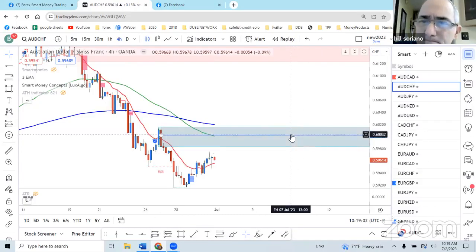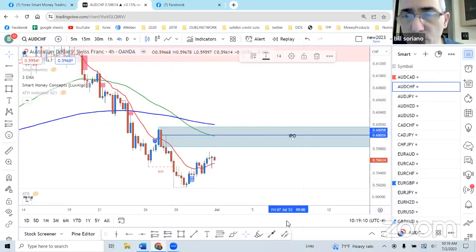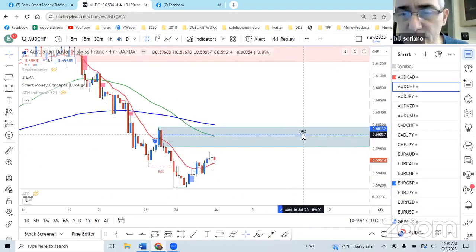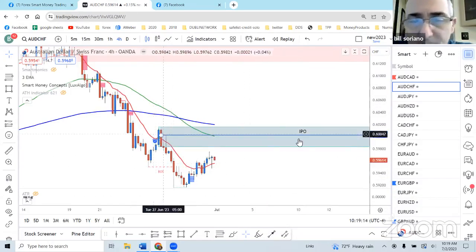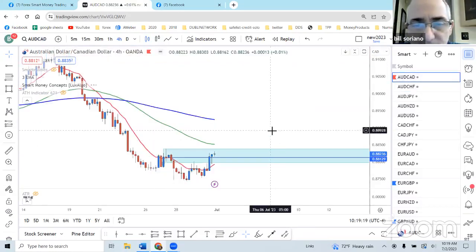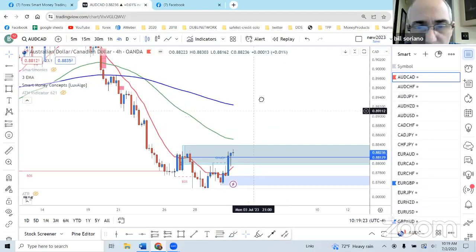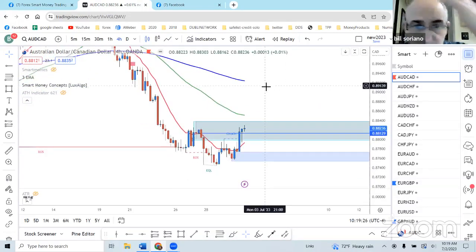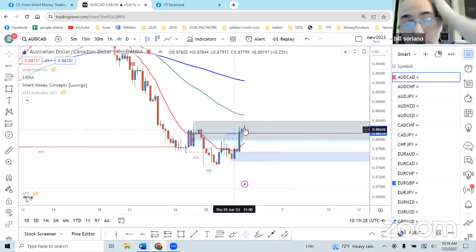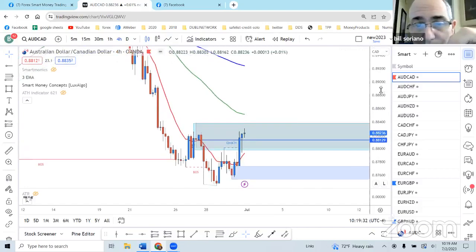So I'm just going to put IPO here. IPO is improper price action, another word for imbalance. So I'm targeting the imbalance instead of the open of that candle. In AUDCHF, this one we already had marked up, right? Price has already moved into our zone here. So we're going to look at that after a while here.